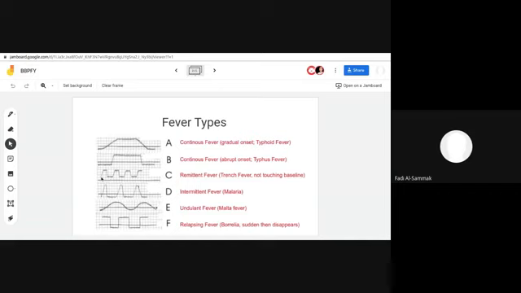There is also no touching of the baseline. There's also the intermittent fever of malaria and the relapsing fever, which is characteristic of Borrelia infection, with sudden onset and then it disappears. Okay, so these are the fever types, very important to know.